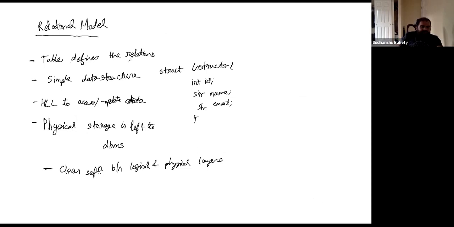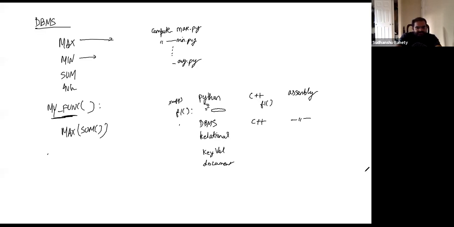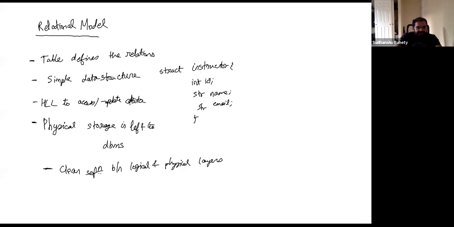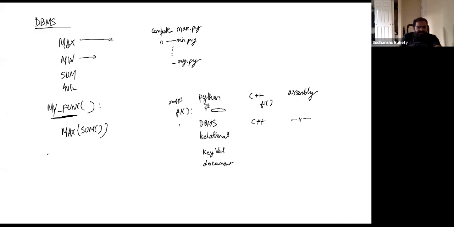So this is the relational model, where, as we said, the table defines the relation. There are simple data structures that they use to store the data, and then they give you a high level language, like the one we talked about over here, to access and update the data, and physical storage is left to the DBMS. That doubt is also cleared. There is a clean separation between logical and physical layers. This is the physical layer and this is the logical layer.